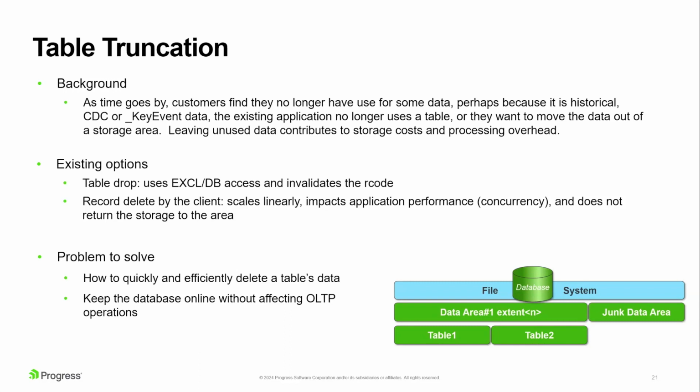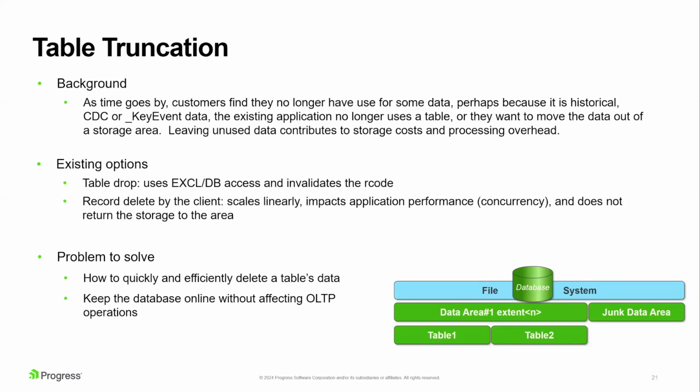Again, there's existing options on Truncate Table. You can do a table drop, which uses an exclusive or DB access level lock, and it also invalidates the R code. So that's a drawback. You could do record delete by the client. Now that, because it's processing a record at a time, that scales linearly, which will eventually impact your application performance due to the level of concurrency of the record delete going on with your OLTP also going on. And by the way, it doesn't return the storage to the area.